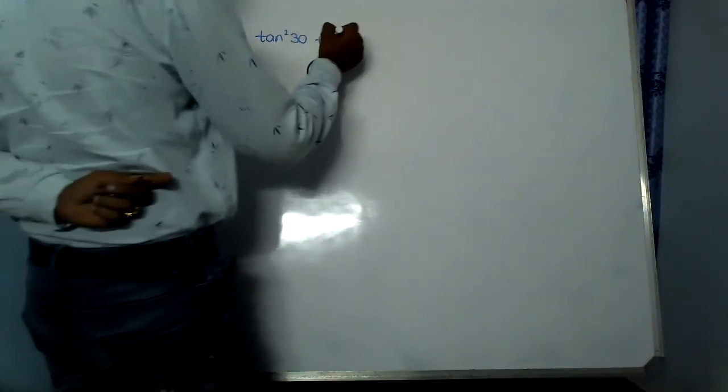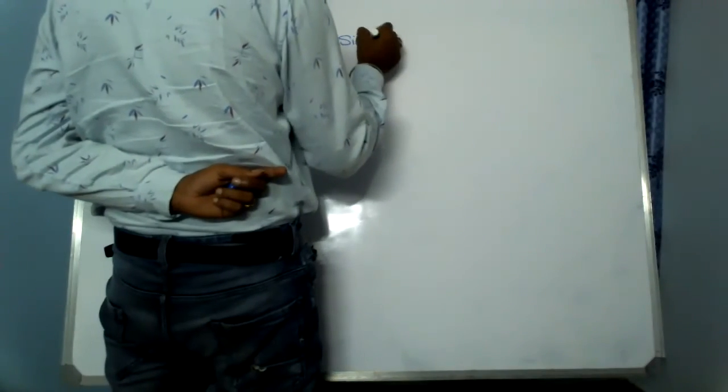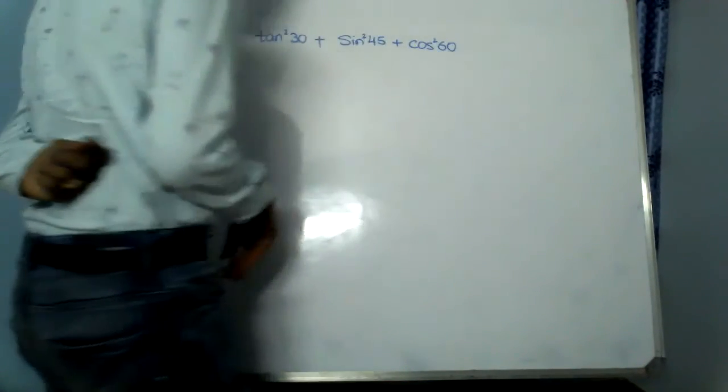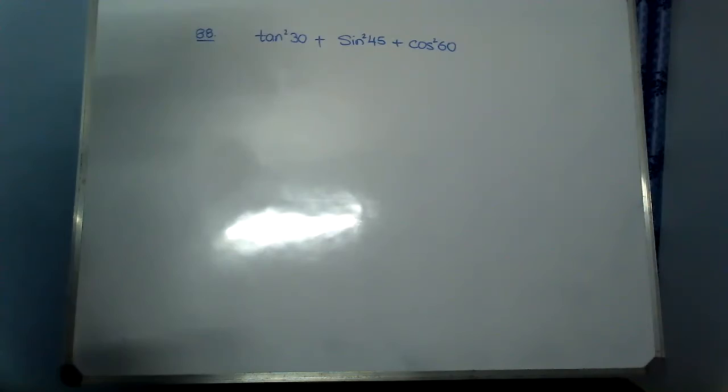So question number 88. Okay, I'll just write with the blue pen itself, let it be. Question number 88: the value of tan square 30 plus sine square 45 plus cos square 60 degree. So that's the question, right? All are plus only, fine.